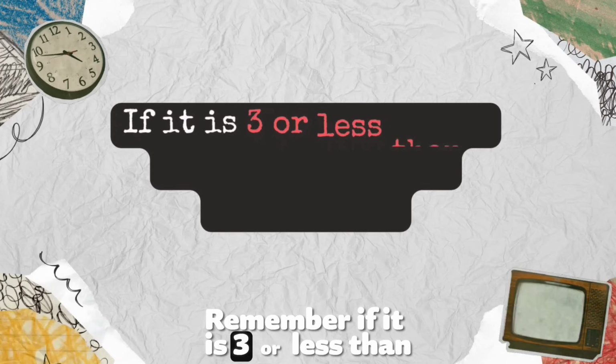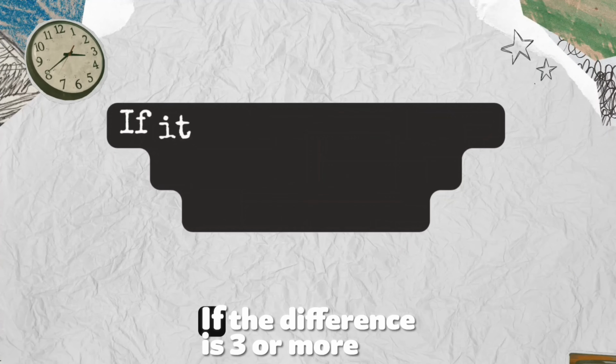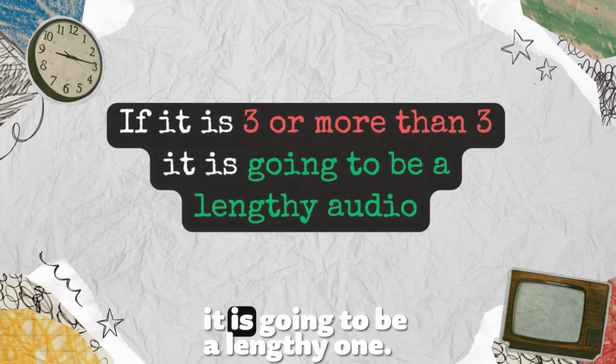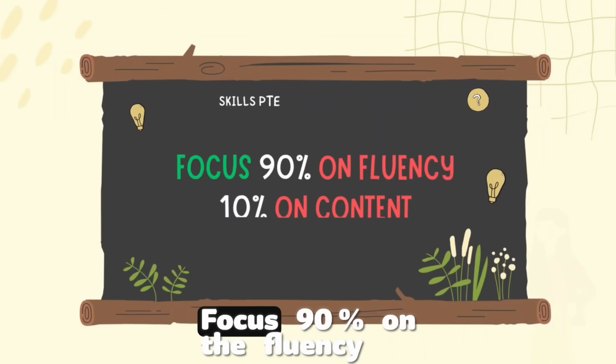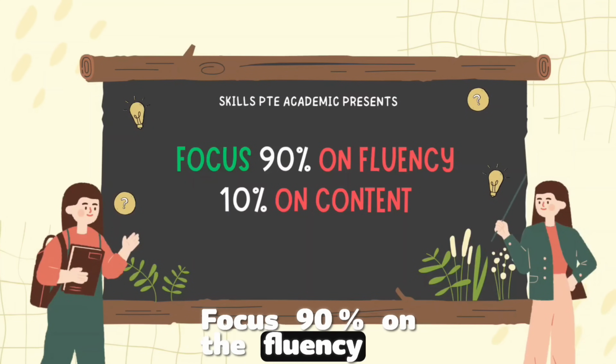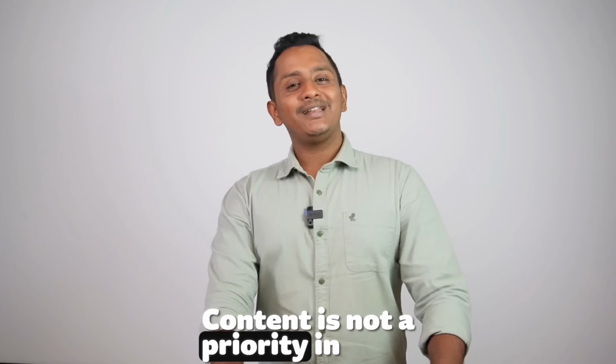Remember, if it is 3 or less than 3, it will be a short one. If the difference is 3 or more than 3, it's gonna be a lengthy one. Remember this cheat code. The next is describe image. Focus 90% on the fluency and 10% on the content if you really want to. Content is not a priority in describe image.